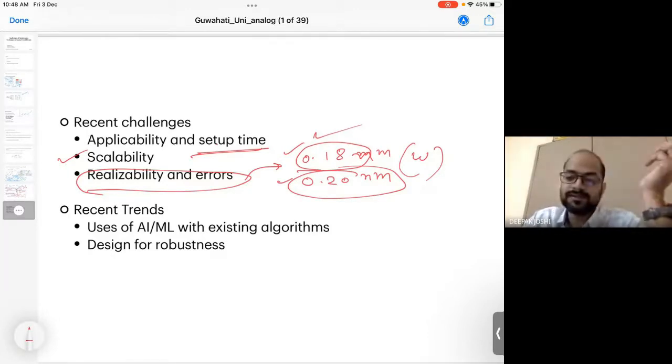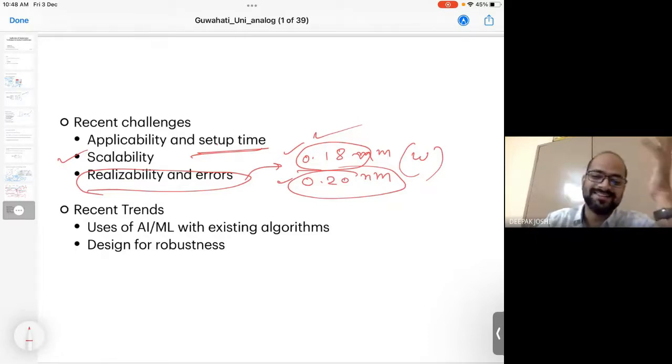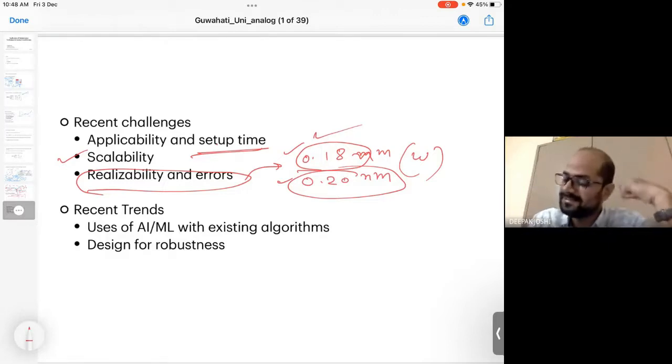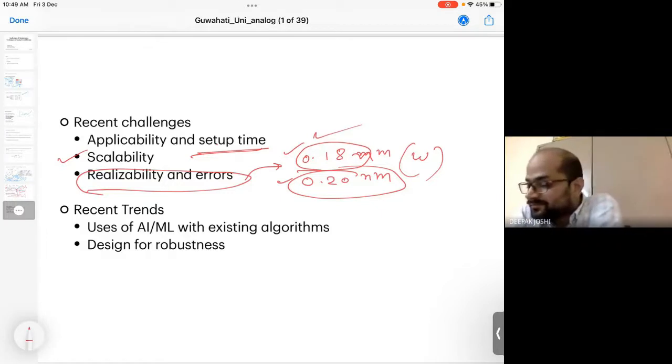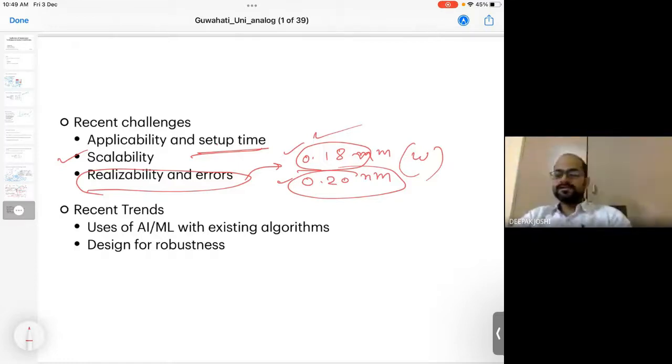Because issues are there, that is why this area exists. Otherwise, if there were no issues, everyone might have used it so frequently. So issues keep these areas alive. And recently, AI and ML have become associated with the existing algorithms. There are 2-3 basic ways in which they are applying machine learning.